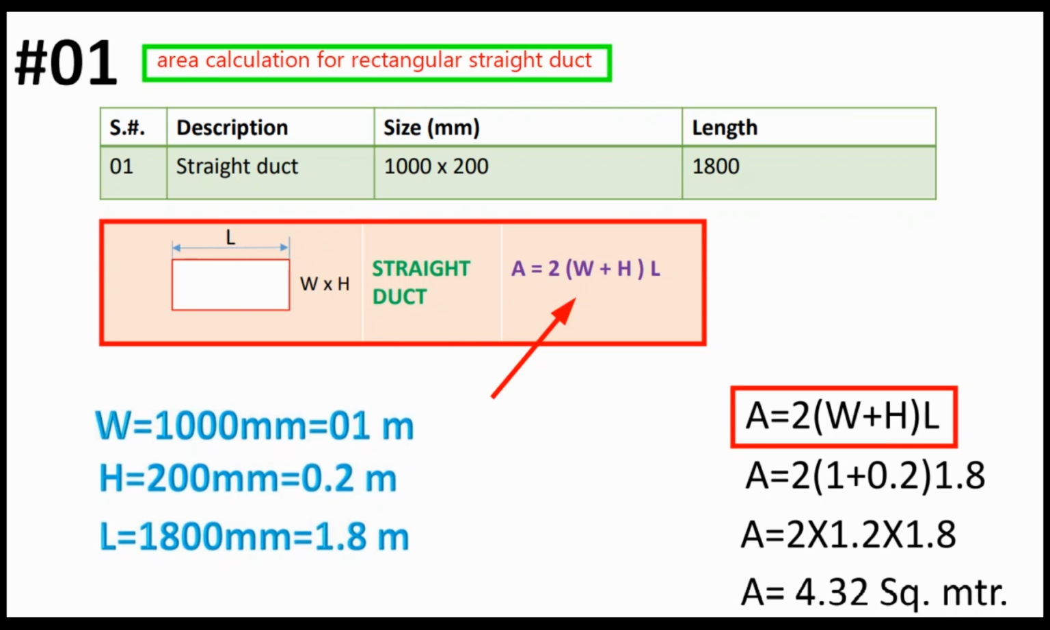Area equal to 2 times (W plus H) into L. When we apply these values of width, height and length in this formula, we get a result: area equal to 4.32 square meter.